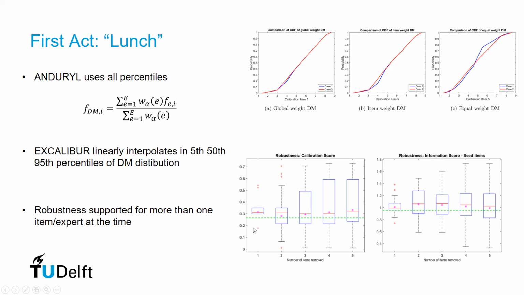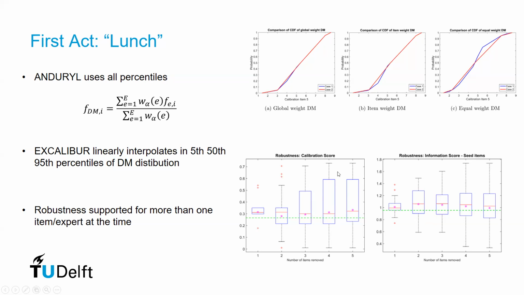So this is a plot with the robustness analysis of the calibration score for the same study, excluding 1 item at the time. This output is the same as Excalibur, but then Excalibur cannot do this, right? Selecting 2 at the time, 3 at the time, 4 at the time, and in this case we go all the way up to 5 at the time. And the same for the information score.